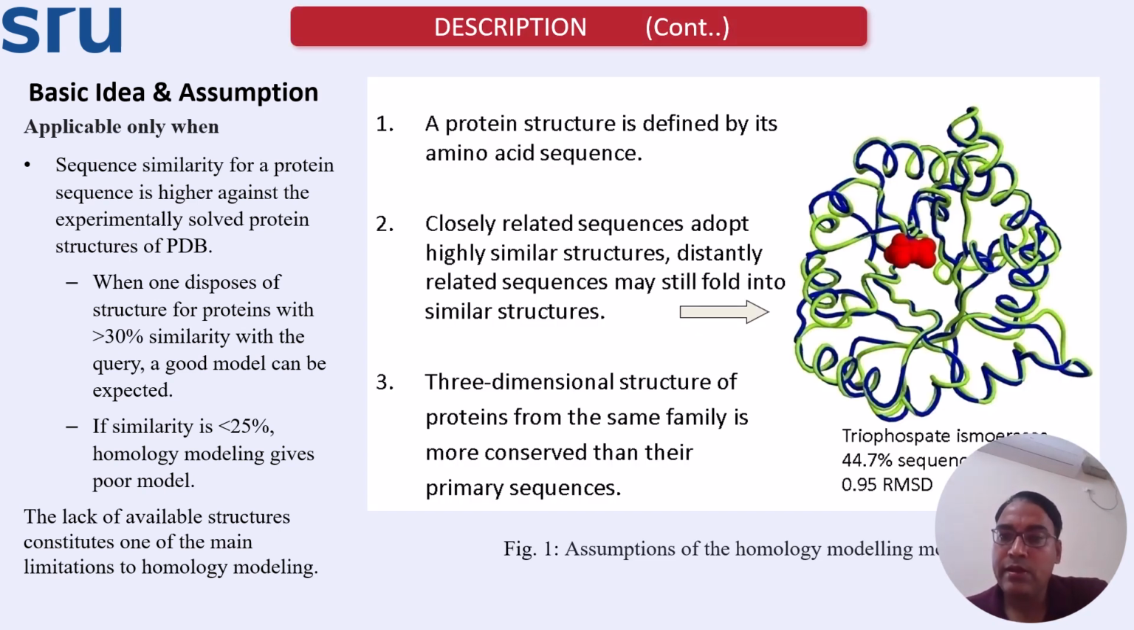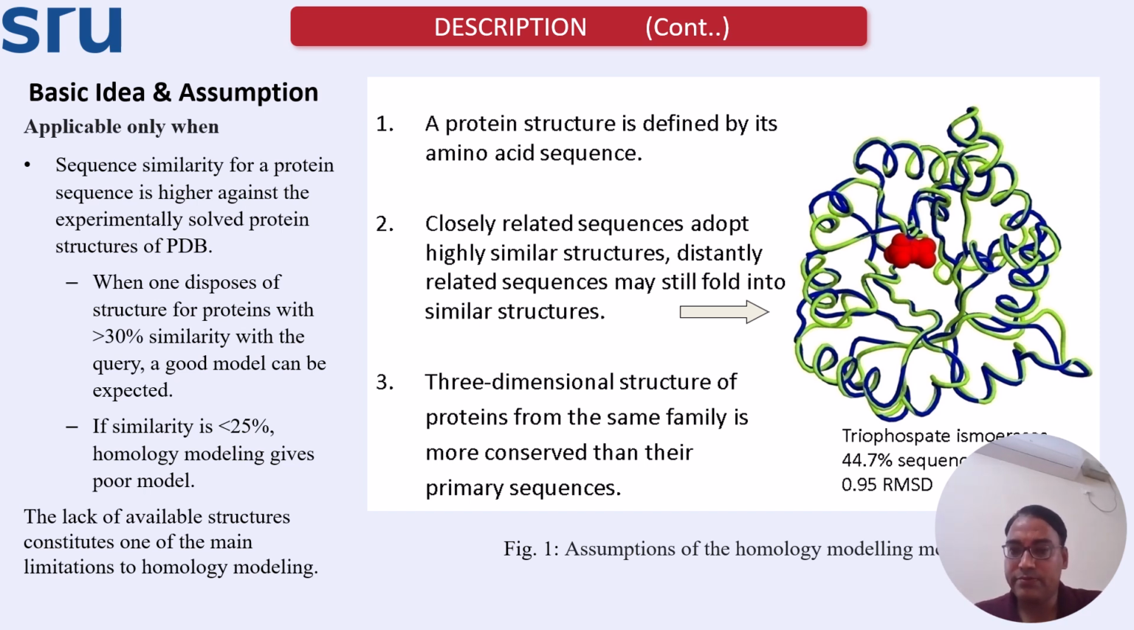See, several different examples have been well published in the past. This is a triose phosphate isomerase, a domain. See, the helices are well arranged here. When I'm building a model for this triose phosphate isomerase with a template having 44.7% sequence similarity, I'm getting a model with an RMSD of 0.95 Angstrom against its actual answer.